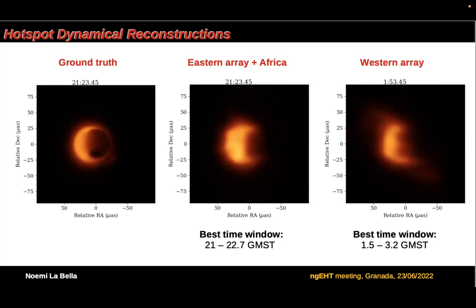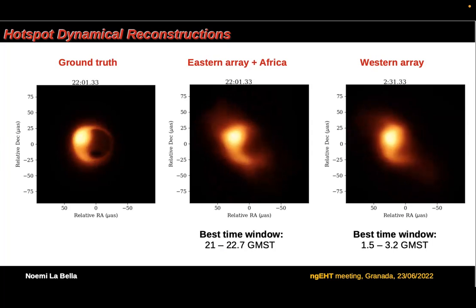This is the ground truth, the model movie that we have. Then this is the movie that we obtained with the Eastern Array plus Africa, and then the one with the Western Array. Again, from here we can see that we have a good movie with the Eastern Array plus Africa, something that we cannot have without the Africa station.